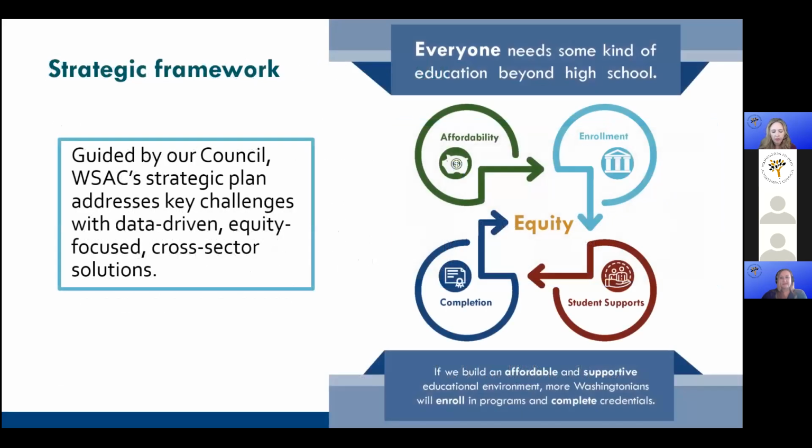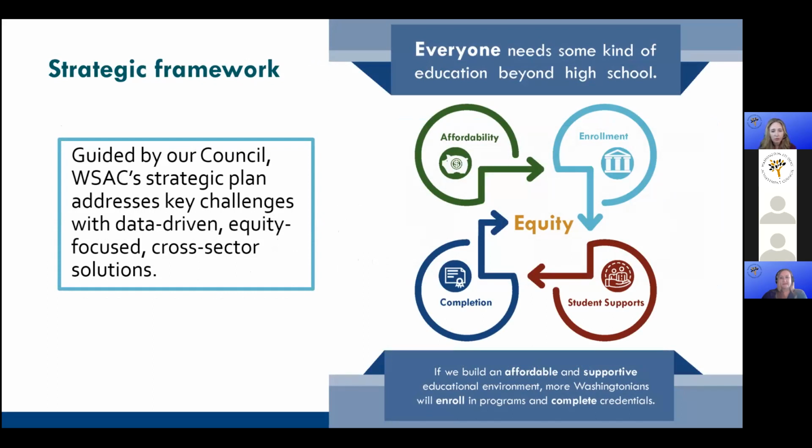Our work is guided by our council and our strategic plan. That strategic plan really has 4 really critical components centered on equity. And the idea here is that if we build an affordable, and that affordable is very much that piece about where state financial aid comes into play, as well as institutional aid, etc., federal aid.